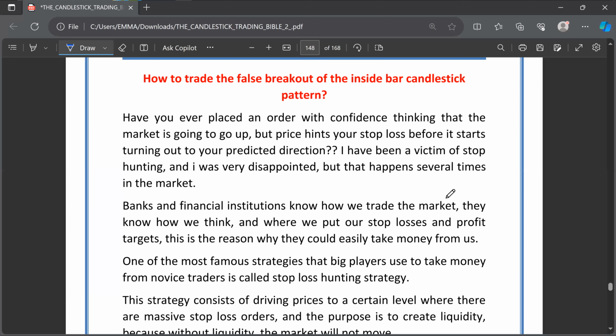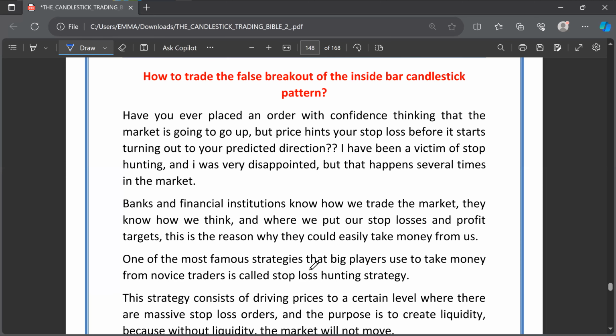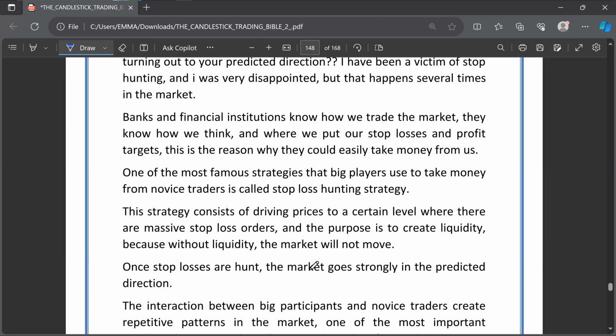So you have to be serious. You should be mentally prepared before entering into this profession. They know how we think and where we put our stop losses and profit targets. This is the reason why they could easily take money from us. Most of the famous strategies that big players use to take money from novice traders is called the stop loss hunting strategy. So they come to take it out. After taking it out, then they move in our direction. That is what's called stop loss hunting.